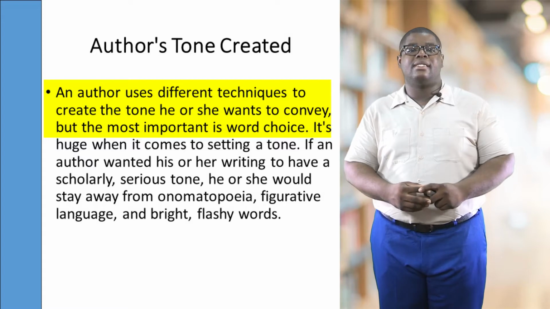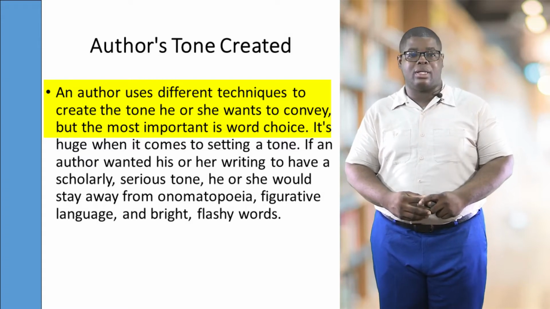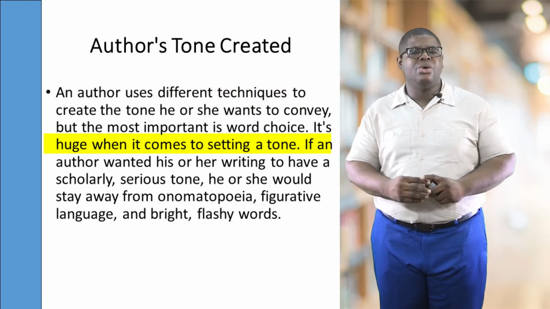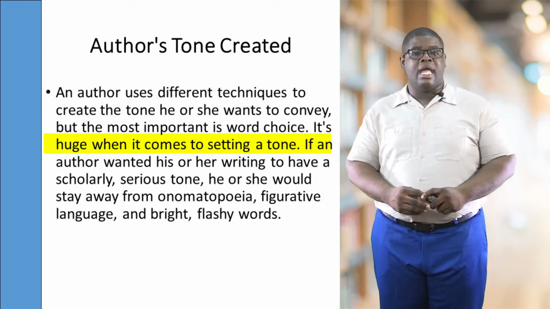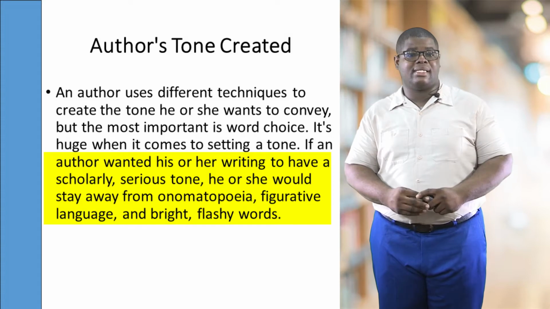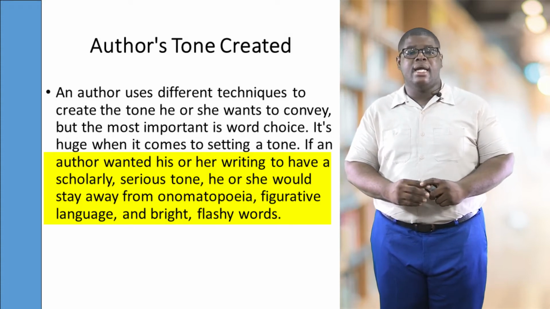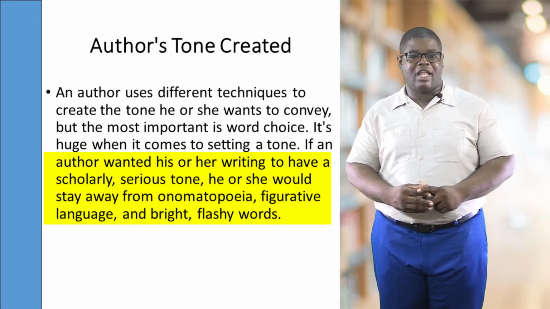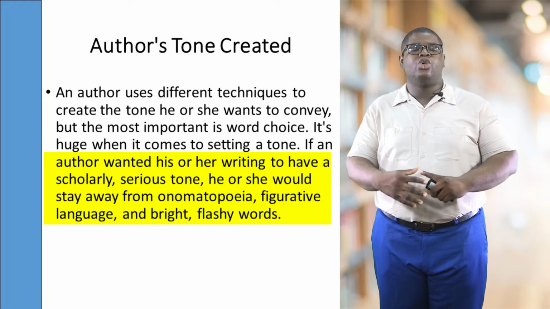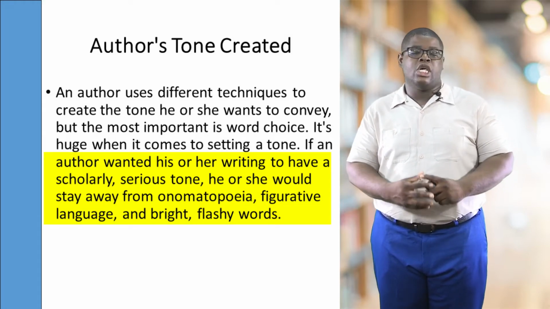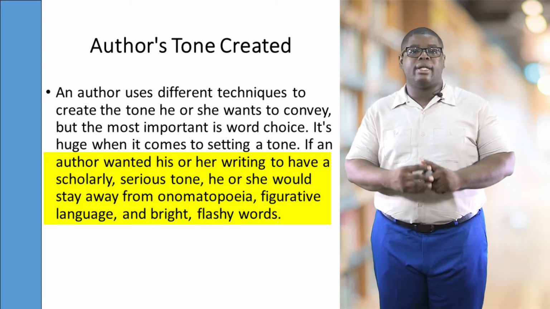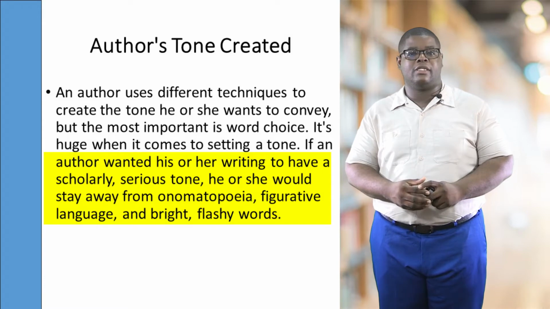Now, how is the author's tone created? An author uses different techniques to create the tone he or she wants to convey. But the most important is word choice. It's huge when it comes to setting a tone. If an author wanted his or her writing to have a scholarly, serious tone, he or she would stay away from onomatopoeia, figurative language, and bright, flashy words. So word choice is very much important. So whatever attitude you want to convey through your writing, your word choice is very, very important.